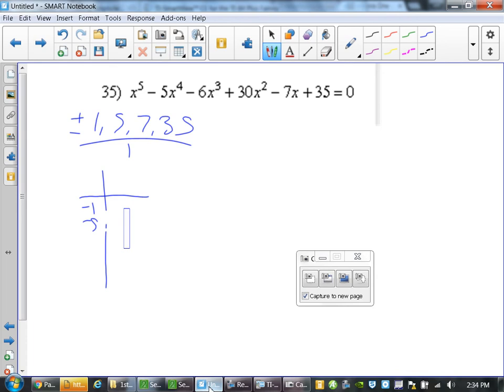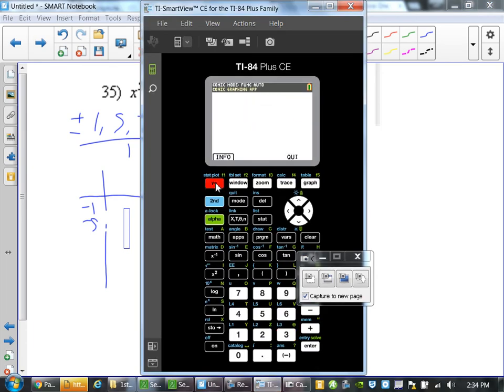Okay. I think I had that saved in my calculator earlier. Yeah, I already had that one in there. So if I go right to my table, you'll see that I have a 0 at 5.